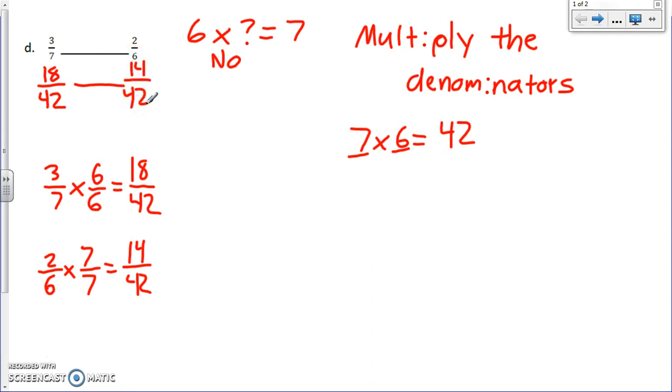Now, very straightforward, I just look. My denominators are both 42, so now I can compare the fractions. I look, I have 18 on one side and I have 14 on the other. 18 is greater than 14, so I keep the sign going to the top. So 3/7 is greater than 2/6.